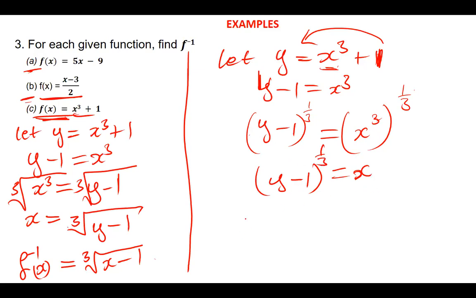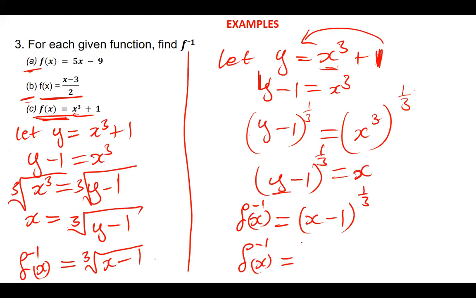To write this, you're going to have f inverse of x is equal to, where there is y, you put x. This will be x minus 1 to the power 1 over 3, which can also be written as, because we know that any number raised to the power 1 over 3 is simply the cube root of that number. Hence, I can write this statement as f inverse of x is equal to the cube root of x minus 1. So this is what you do.